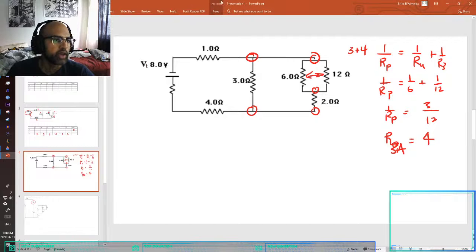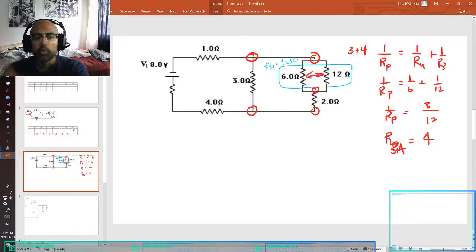Okay, we've made some headway here. Let me draw that out. This one over here, what I'm calling R34, is equal to 4 ohms. Wonderful. Now I've combined those two. What's next that I can combine? I can't combine any of this yet, because this 3 ohm resistor is parallel with all of this. So 3 and 4 were in series with 2, because the electrons that passed through the 6 ohm resistor and the 12 ohm resistor eventually combined and went back into the 2.